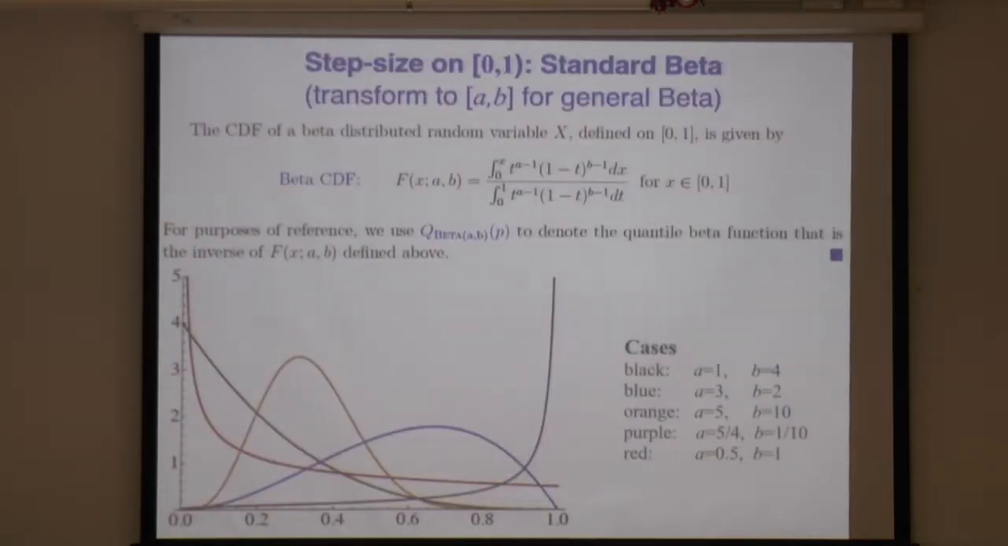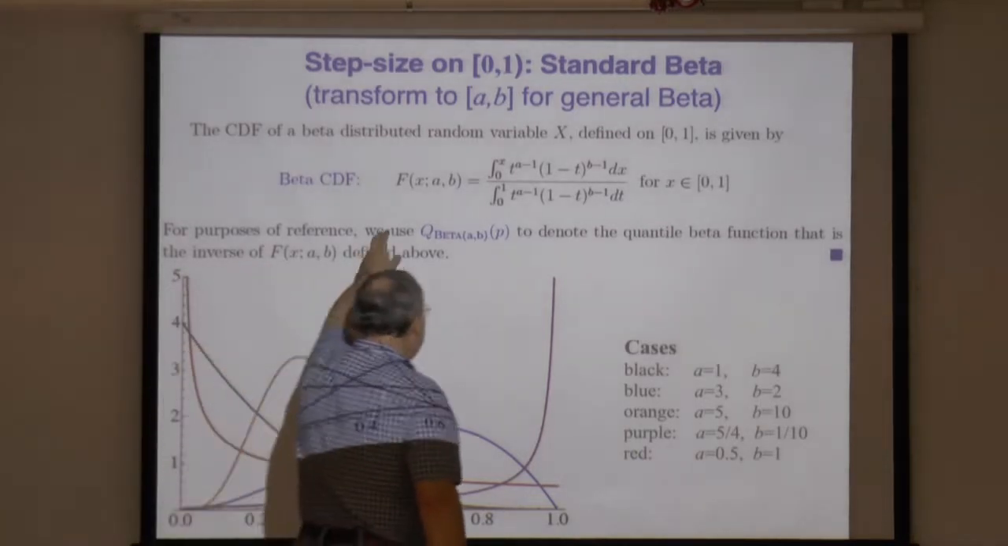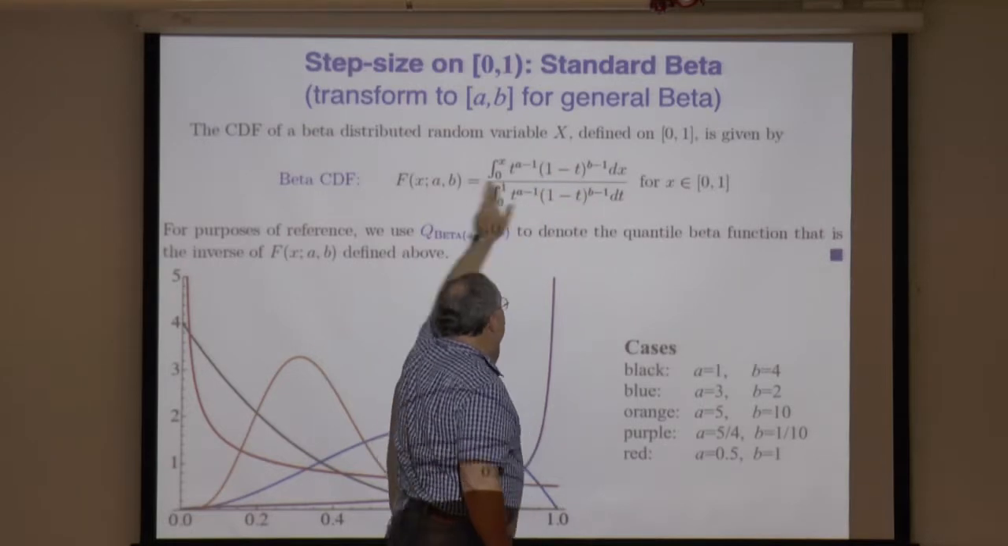Now, one of the distributions that I think is a relatively important distribution is the beta distribution. And the reason for this is that the beta distribution is a compact distribution. It has a minimum and a maximum. And in its simplest form, it goes between 0 and 1. So here's the beta distribution that goes between 0 and 1.